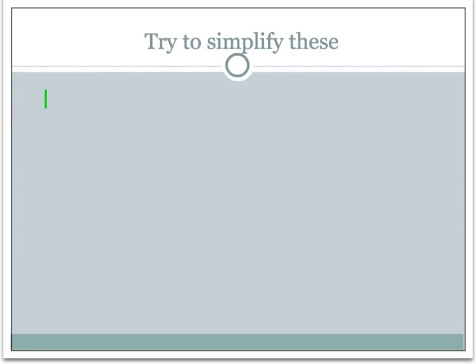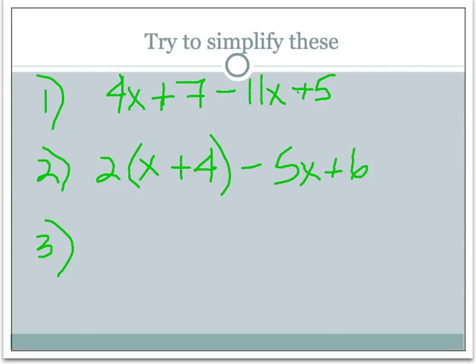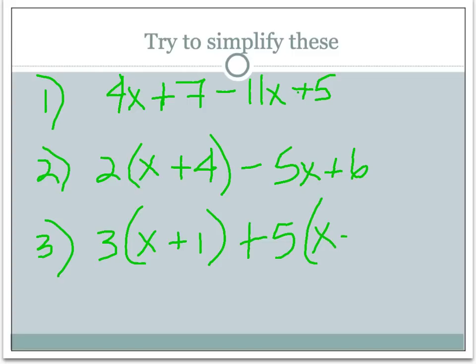Try on your own. Let's do 4x plus 7, that's plus 7, minus 11x plus 5, that's plus 5. Number 2, let's do 2 times x plus 4 minus 5x plus 6. And the last one we will do, let's see here, 3 times x plus 1 plus 5 times x minus 2. Good luck, and I will see you in class.